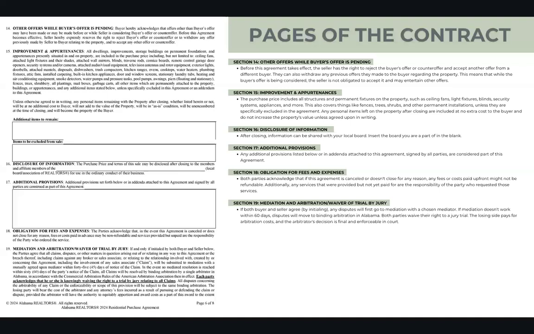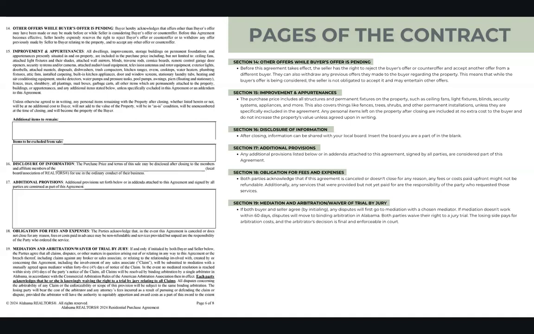Section 15. The purchase price includes all the structures, permanent fixtures on the property, such as ceiling fans, light fixtures, blinds, security systems, appliances, and more. It covers things like fences, trees, shrubs, permanent installations, unless they are specifically excluded in this agreement. Any personal items that are left on the property after closing are included at no cost to the buyer and do not increase the property's value unless agreed upon in writing otherwise.